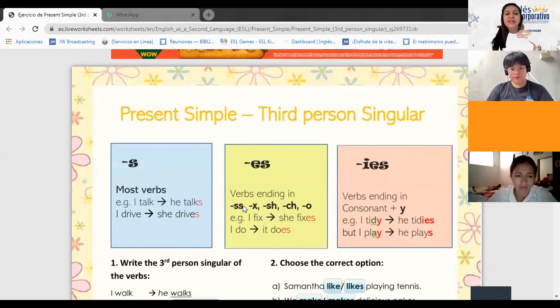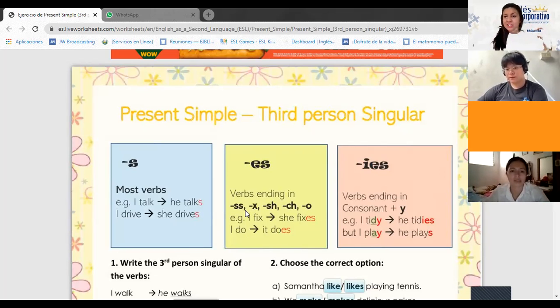For verbs ending in double S, X, SH, CH, and O, we add ES to the verb. Example, I fix, she fixes. I do, it does. So verbs ending in double S, for example, kiss, kisses. She kisses her mom, right? Or watch. My father watches TV, okay?